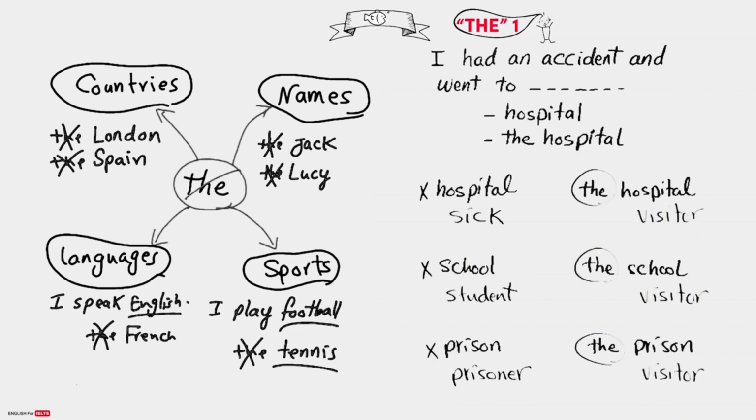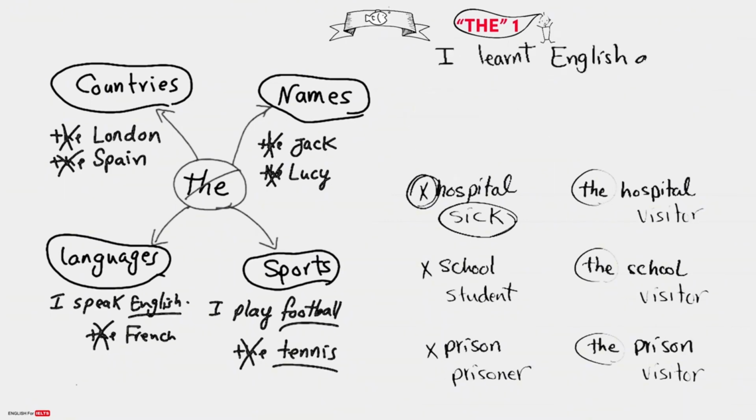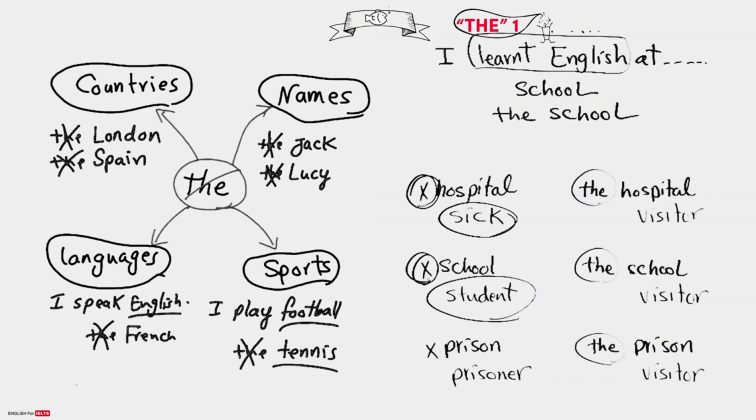In this example, I had an accident, which means I was sick. So we don't use "the" here, just hospital. Another one, I learned English at school or at the school. Learned here means I was a student. So we don't use "the" here, just school.